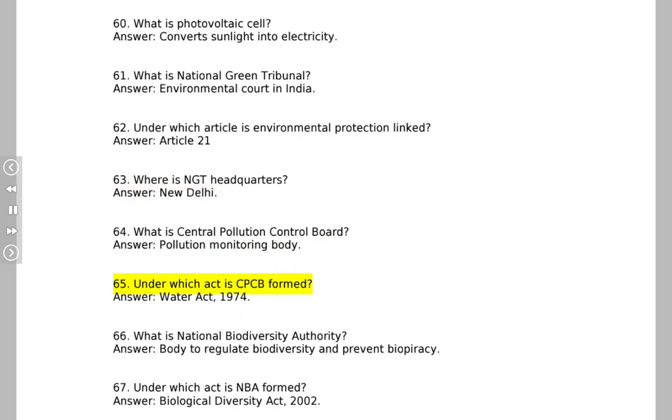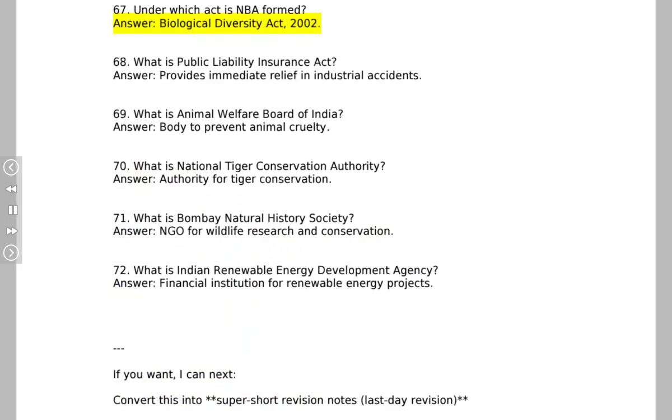65. Under which act is CPCB formed? Answer. Water Act, 1974. 66. What is National Biodiversity Authority? Answer. Body to regulate biodiversity and prevent biopiracy. 67. Under which act is NBA formed? Answer. Biological Diversity Act, 2002.